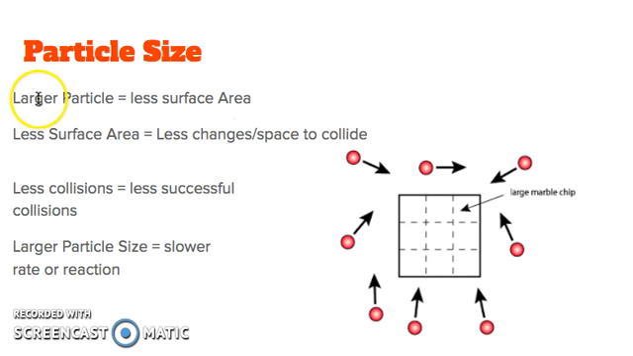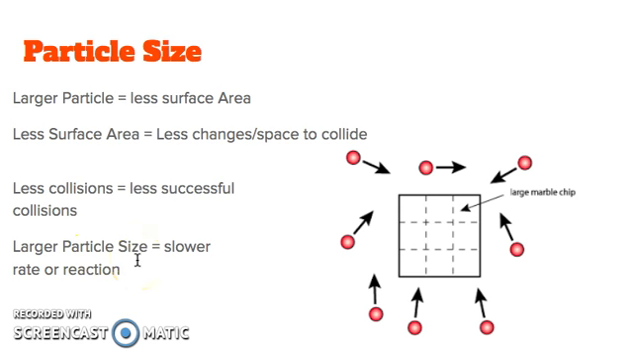So right here I have a larger particle equals less surface area. So this entire square has less surface area than if I had each tiny square where I have 1, 2, 3, 4 sides, 1, 2, 3, 4 sides. So a larger particle has less surface area. Less surface area equals less chances to collide. Less collisions equals less successful collisions. So a larger particle equals slower rate of reaction.